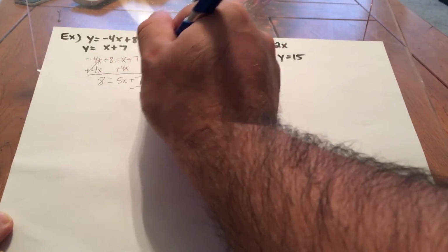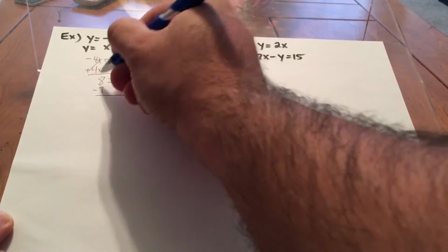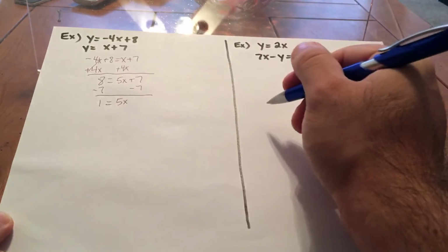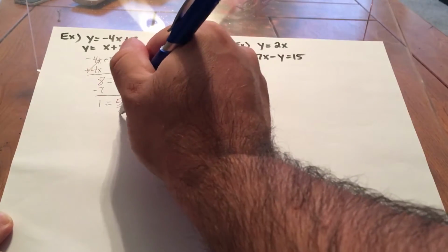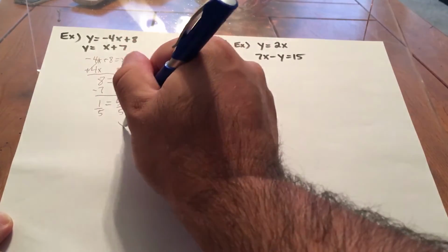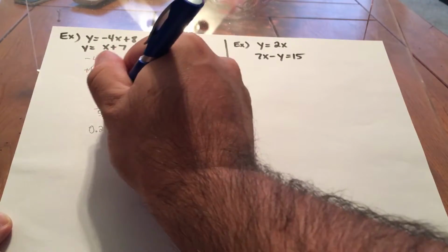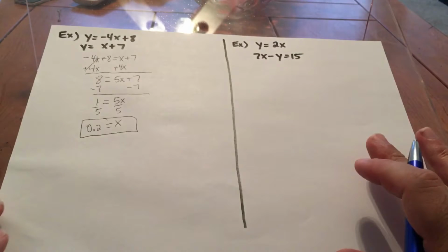And then if we subtract 7 from both sides, 8 minus 7 is going to be equal to 1. And that's equal to 5x. And then to get x by itself, we divide by 5. So we get x is equal to 1 divided by 5, which is 0.2. All right, so there's your x.